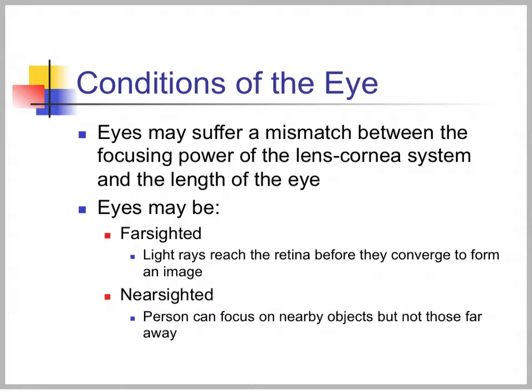Now, there's certain conditions of the eye that we should know about. They could suffer a mismatch between the focusing power of the lens cornea system and the length of the eye. So you can be farsighted, where light rays reach the retina before they converge to form an image, or nearsighted, where a person can focus on nearby objects but not those that are far away.